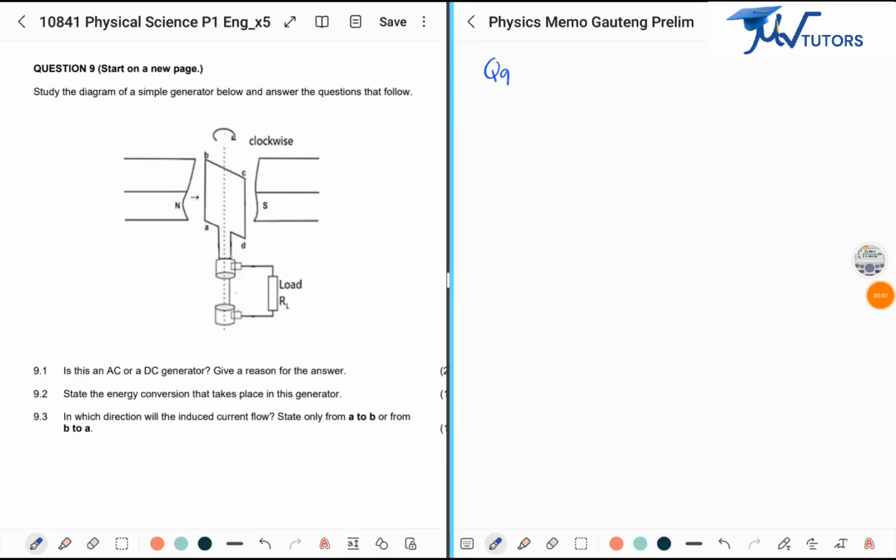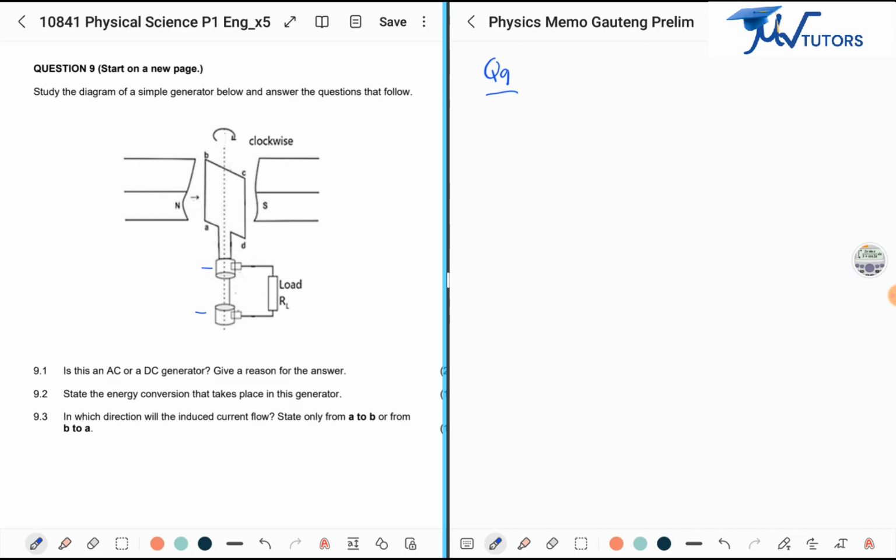Question 9. We're almost there. So it says, study the diagram of a simple generator below and answer the questions that follow. So I see here we have that diagram. We have these slip rings. Okay, so it's going clockwise.